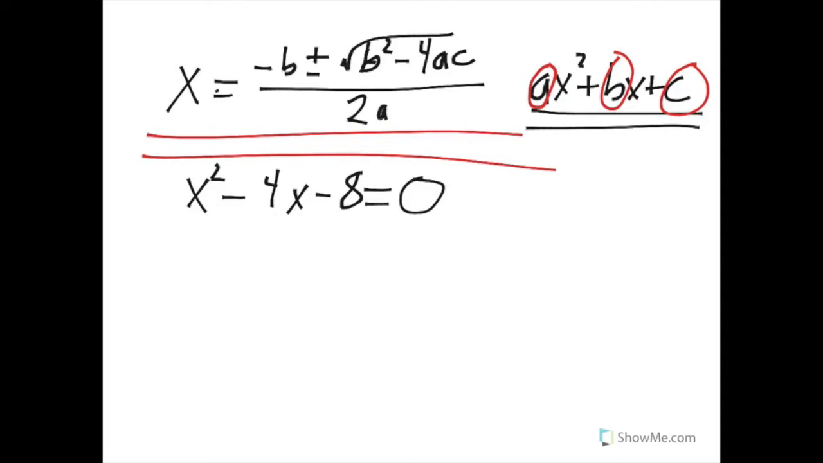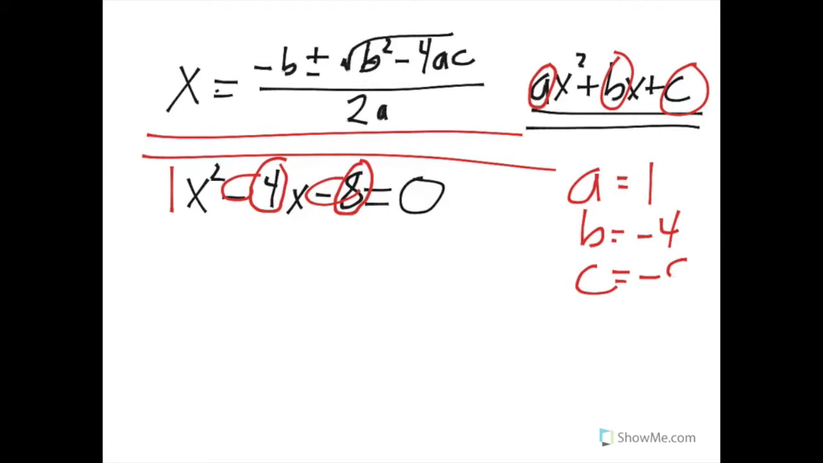Okay, so let's look at the first part. We know that we have an imaginary 1 there. We have a 4 here, and we have an 8 here. And remember, it's negative 4 and negative 8. On the side here, we're going to write a is equal to 1, b is equal to negative 4, and c is equal to negative 8. Remember those, because the quadratic formula needs each and every one of them.